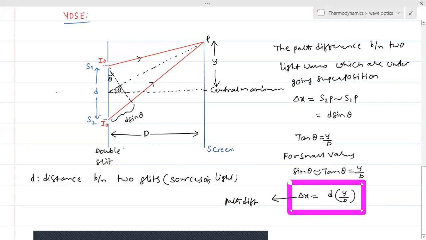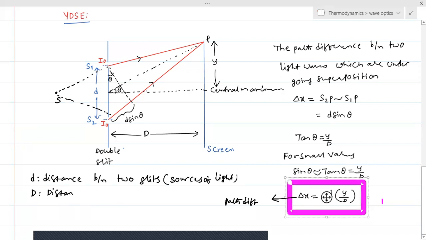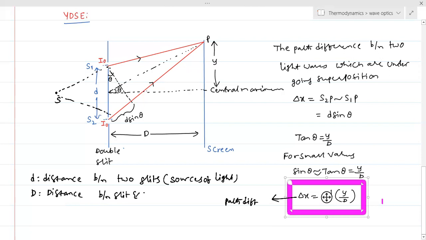Actually, before this we have a light source. From the light source, the light ray is emitted like this, and the same light passes through the double slit. Capital D is the distance between the slit and the screen.